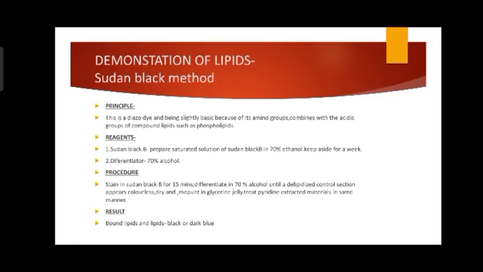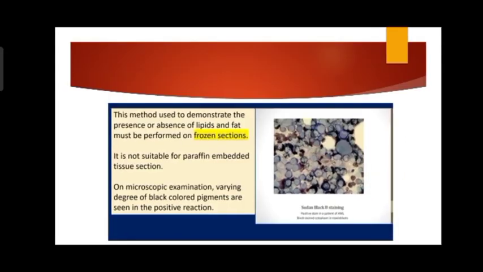Treat the pyridine extracted materials in the same manner, on the slide in glycerine, and observe under the microscope. You can see black or dark blue colored stained tissue showing the presence of lipids. On microscopic examination, varying degrees of black colored pigments are seen in the positive reaction. So the Sudan black B method is used to demonstrate the presence or absence of lipids and fats. These are the different techniques for the demonstration of proteins, carbohydrates and lipids.